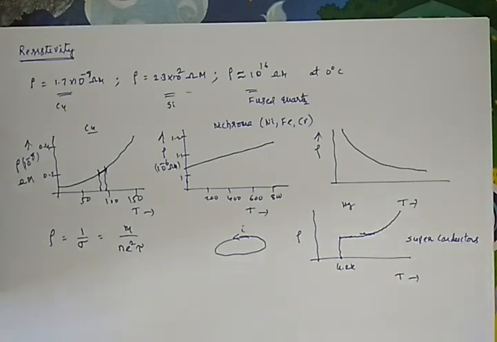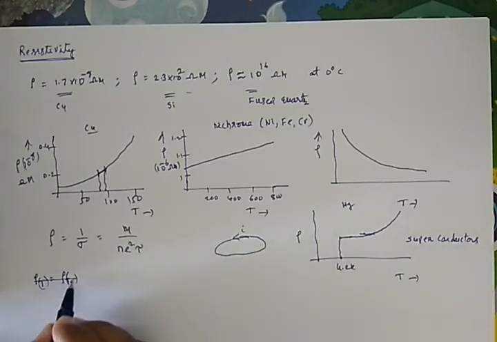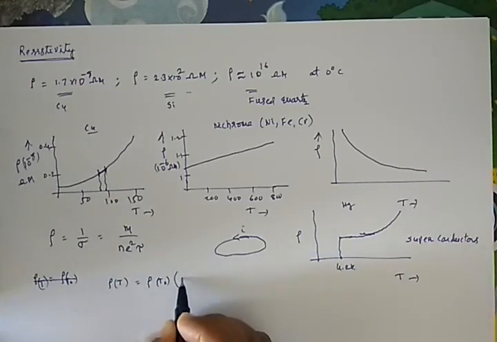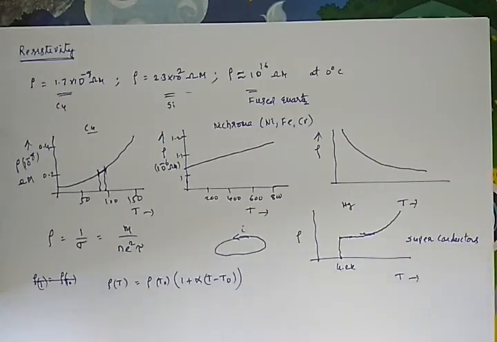And so whenever your temperature range is very small, you can write down resistivity at a particular temperature T equals to resistivity at reference temperature T0. Let us write clearly: rho T equals rho T0 into 1 plus alpha (T minus T0). So if the temperature range is very small, you can use this equation. Here T0 is the reference temperature, T is the temperature at any point, and alpha is the temperature coefficient of resistivity.